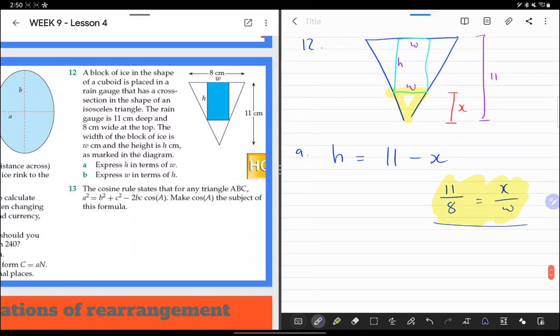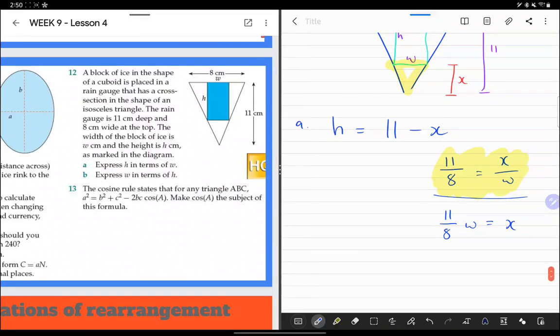Okay, we can rearrange this formula here to tell us what X is. It should be 11 over 8 times W. Right? I just multiplied W out, which is the same as saying 11W over 8, but that's not super necessary, but there it is. There's your option.